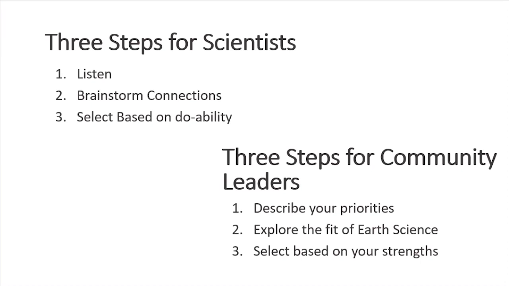For community leaders, I think it's a very similar process. It's the mirror image of the process. So one of the things I think is important is initially for community leaders not to be too deferential to the scientific processes or to their scientific partners, but to be pretty vocal about articulating the priorities they have and the capacities they have. Then you can work together to explore the fit of earth sciences. And here it's important to ask questions and follow up and be somewhat critical about the connections. And then finally, select those projects after you've brainstormed these projects together. Select the ones that really maximize or take advantage of your strengths and help you address your priorities.